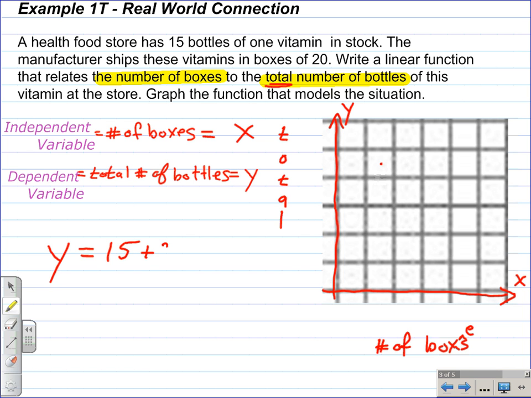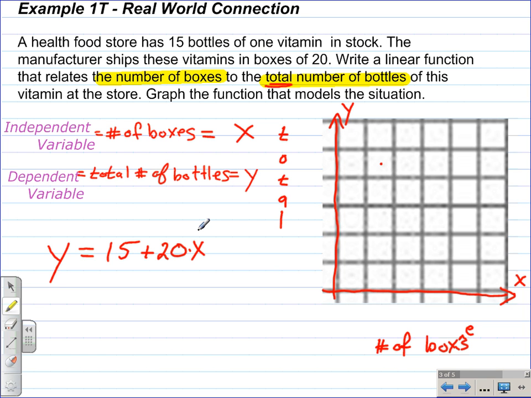20 times x. Now, the 20 times x, where that comes from, is from the fact that if they order boxes, they're going to have to order boxes of 20 because that's how they come shipped from the manufacturer. We have to multiply that by the number of boxes that are going to be ordered, whether it be 1, 2, 3, or 4. So this equation here relates the number of bottles in the store to the number of boxes that have been ordered.